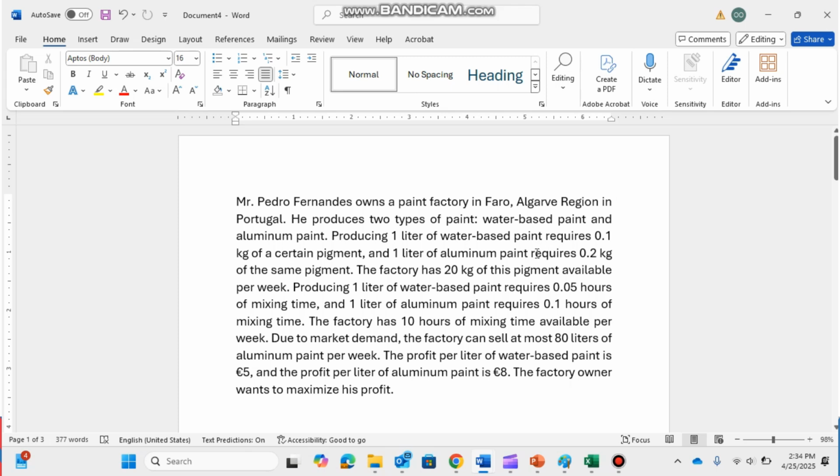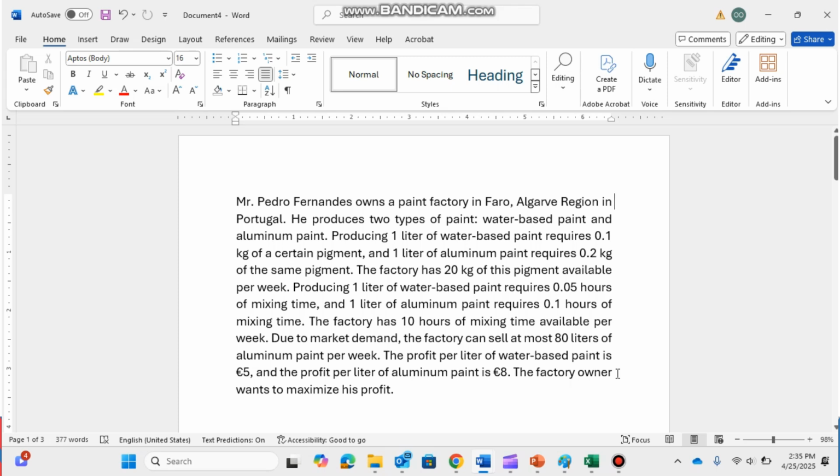Mr. Pedro Fernandes owns a paint factory in Faro, Algarve in Portugal. He produces two types of paint: water-based paint and aluminium paint. Producing 1 liter of water-based paint requires 0.1 kilogram of a certain pigment, and 1 liter of aluminium paint requires 0.2 kilogram of the same pigment. The factory has 20 kilograms of this pigment available per week.